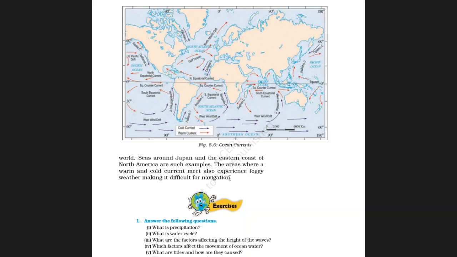Tides, boys, what is a tide? If anybody asks what are tides, you have to say: the regular rise and fall of the level of seawater due to the gravitational pull of the sun and the moon twice daily are known as tides. You have to say this definition of what are tides.